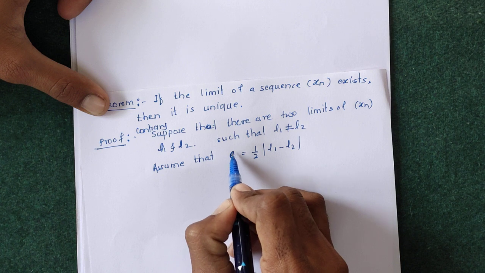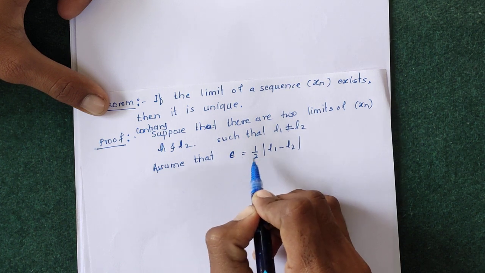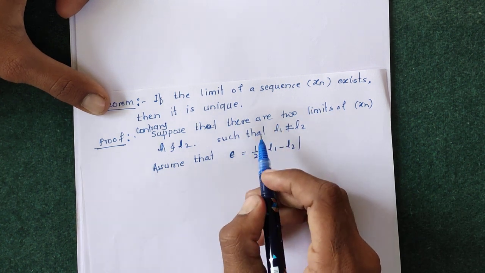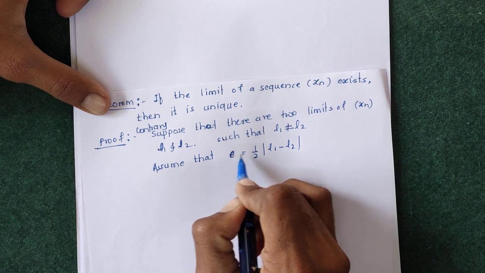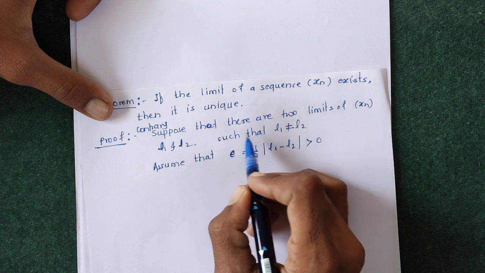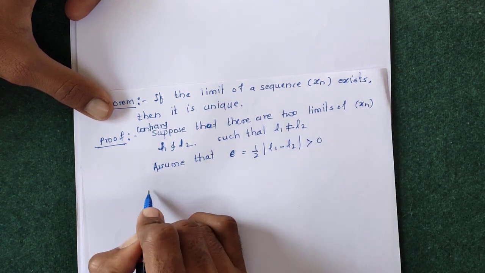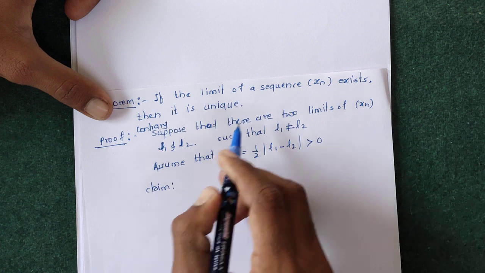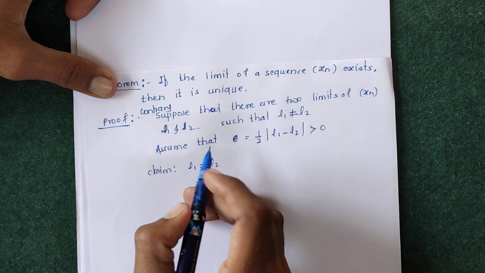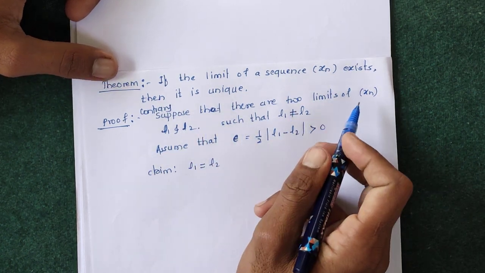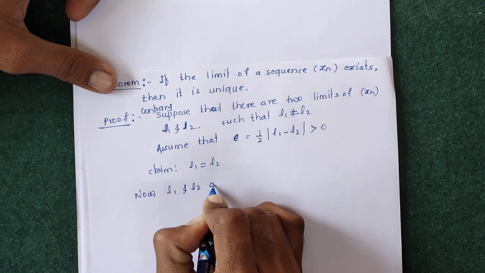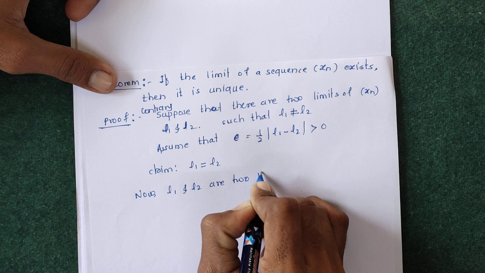Now we have to show that for some epsilon there is no such k, that is, the definition that we have discussed in the previous video fails. Now here for epsilon equal to 1 by 2 mod of L1 minus L2, greater than 0, we will check whether the definition is satisfied or not. Now our claim in this theorem is that this limit is unique. Our claim is that L1 and L2 are equal. Now here L1 and L2 are two limits of the sequence xn.